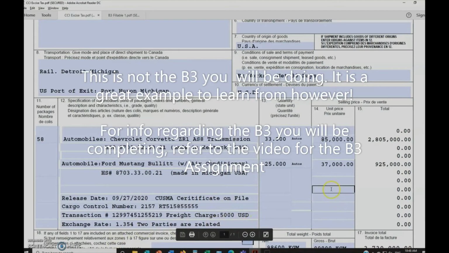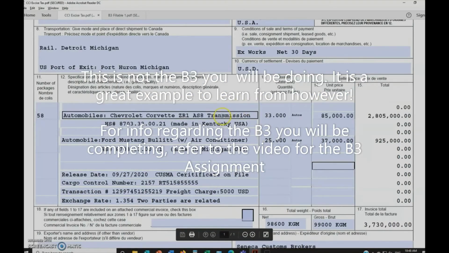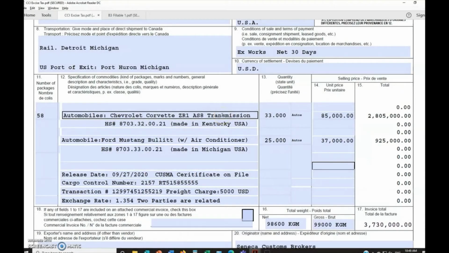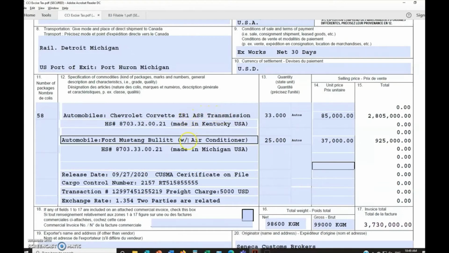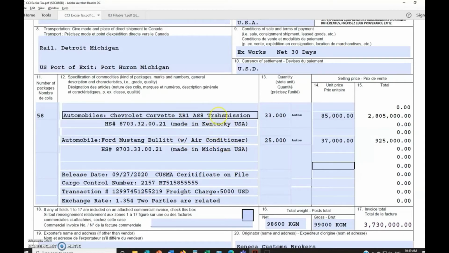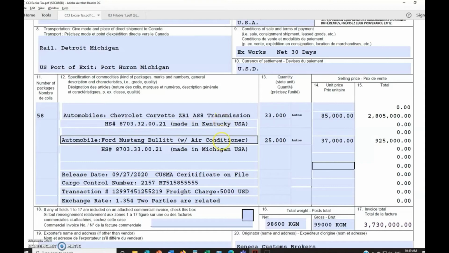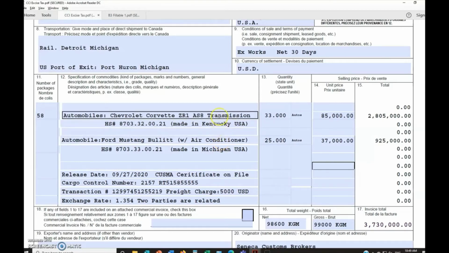related. So the first automobile, the Chevrolet Corvette, it does not have air conditioners. You say, well, this one says it does, but this one doesn't say anything. If it doesn't say it has air conditioner, it doesn't have an air conditioner. So we don't have to worry about the excise tax on air conditioners on the Chevrolet Corvette. But we need to find out if this is a fuel inefficient automobile.